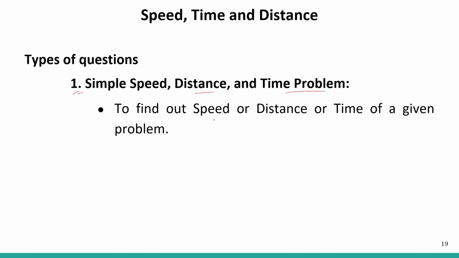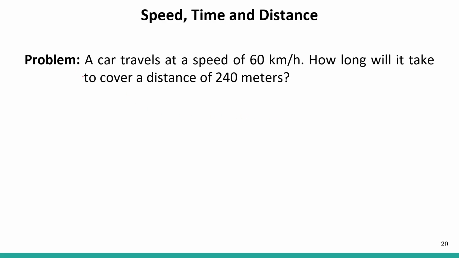These are to find the speed, distance or time of a given problem. Let's see the first problem: a car travels at a speed of 60 km per hour. So this is the speed. How long will it take to cover a distance of 240 meters? Here you can see that the speed is in kilometers per hour, right? And we want to convert it to meters per second. This is what we want to do.